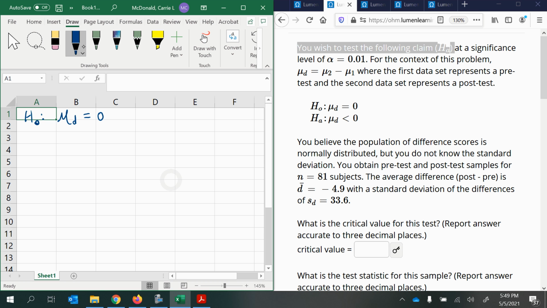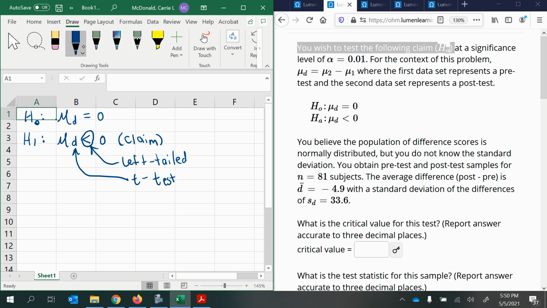So the default assumption is that there is no difference between the two sets of data or individual pairs on average, and the alternative hypothesis is that the difference is negative, or less than 0. And this is where our claim sits. Okay, and we also notice that since it has a less than symbol, that makes this a left-tailed test. Also, because we're talking about the mean of differences, that means this is a t-test for paired data.